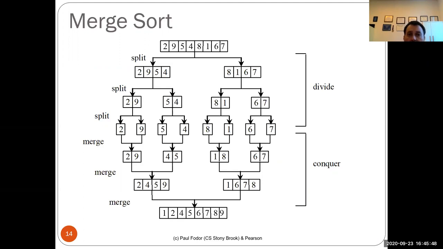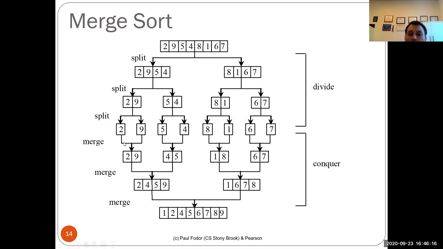Now, you can consider the sorting of the entire array as splitting the array into two parts, and then those arrays will be split into two parts, and those arrays will be split until you have a single element. Then these elements are considered to be sorted, because a single element is an array of one element that is sorted.